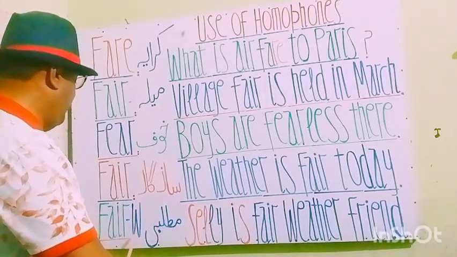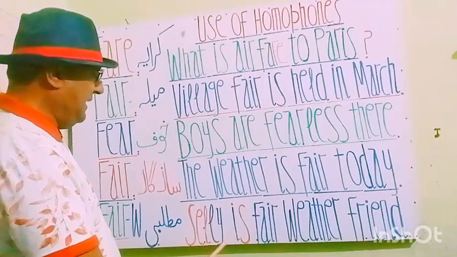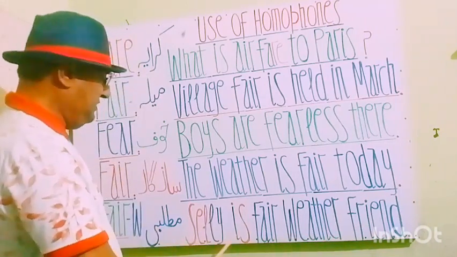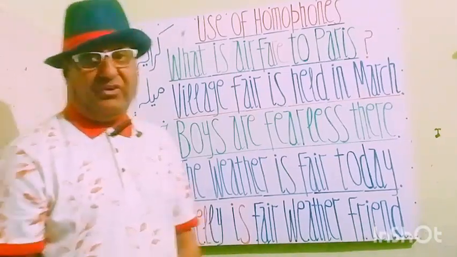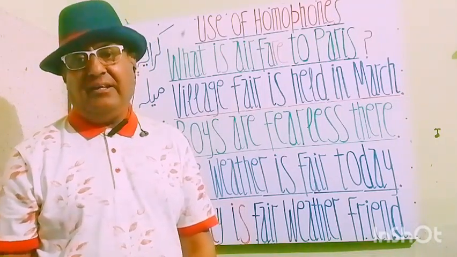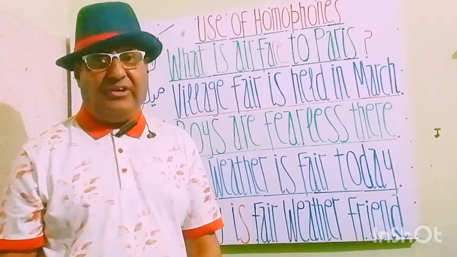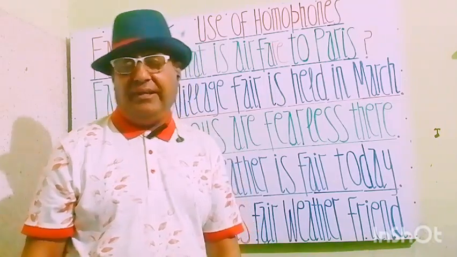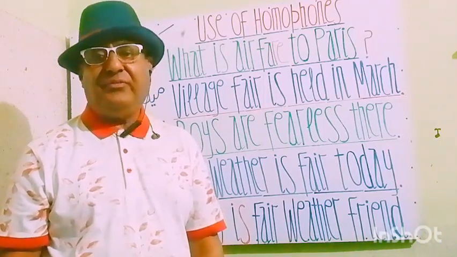The next homophone is fair weather. And the statement is, Sally is a fair weather friend. Sally matlabi dost hai. Fair weather means matlabi. Sally is a fair weather friend. Sally matlabi dost hai.